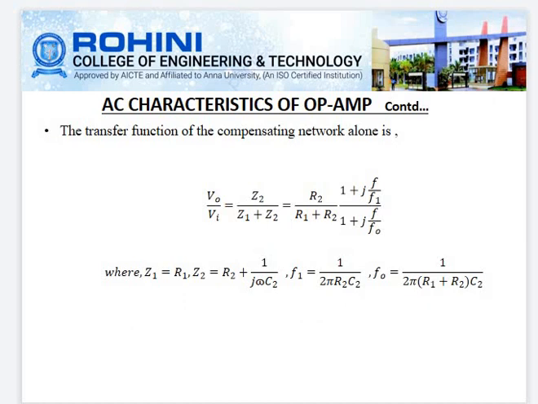The transfer function of the compensating network is given by the ratio of output V0 by Va is equal to Z2 divided by Z1 plus Z2. Z2 equal to R2 divided by R1 plus R2. So this can be simply written as 1 plus jf by F1 divided by 1 plus jf by F0. Z1 is equal to R1 and Z2 is equal to R2 plus 1 by j omega C2. F1 is equal to 1 by 2 pi R2 C2. F0 is equal to 1 divided by 2 pi into R1 plus R2 into C2.